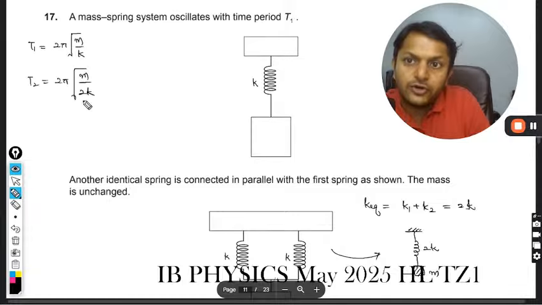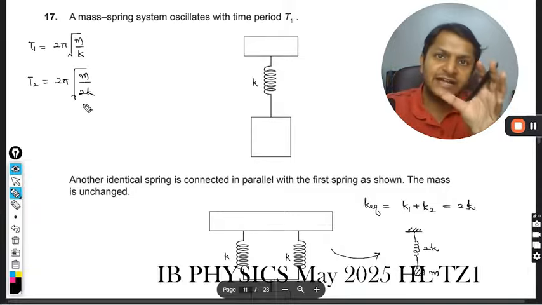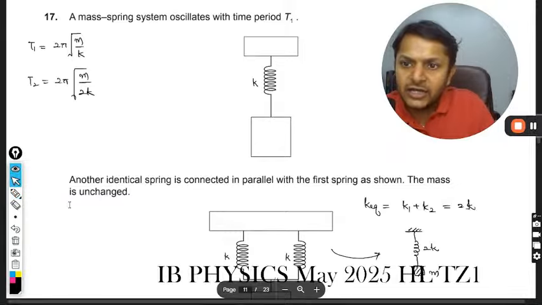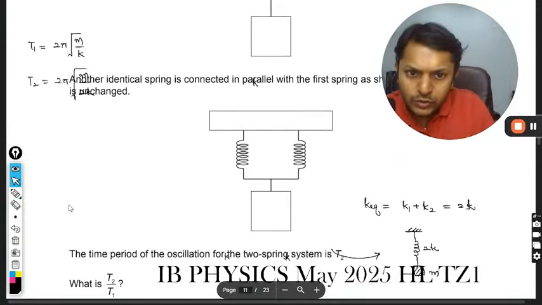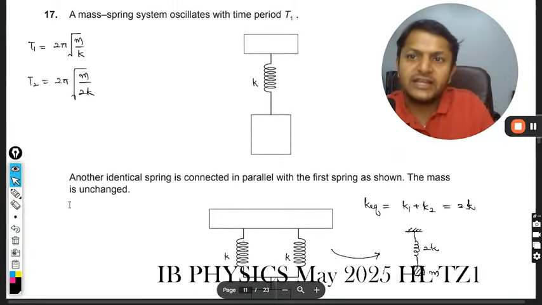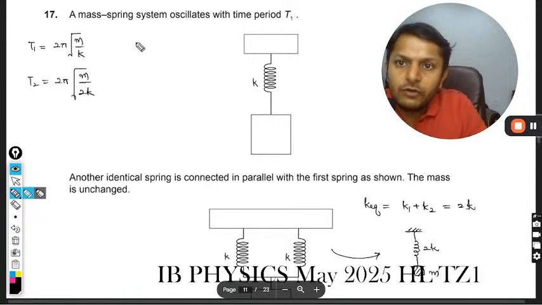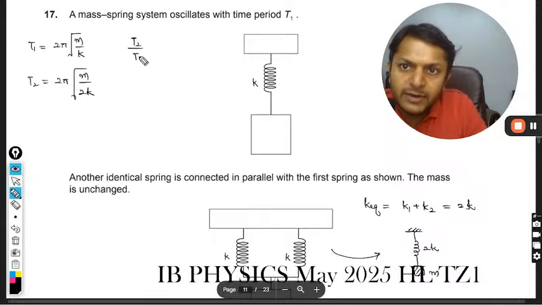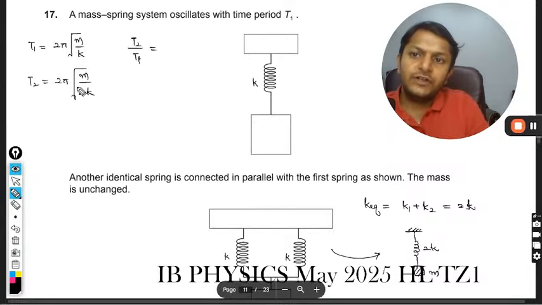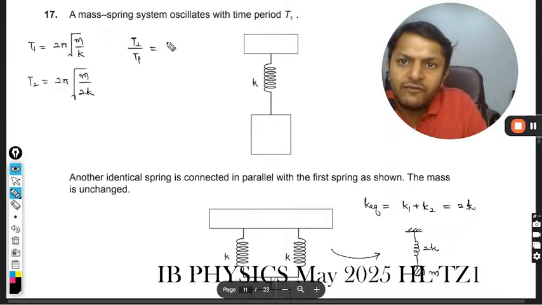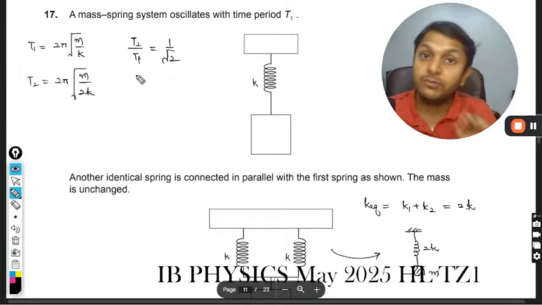So there is only root of 2 in the denominator, which is the extra term here. And you want to find the ratio T2 by T1. Be very careful whether it is T1 by T2 or T2 by T1. So we want to find T2 divided by T1. So T2 will be in the numerator, so root 2 will go into the denominator. Every other thing will get cancelled out, and so your answer will be 1 by root 2.